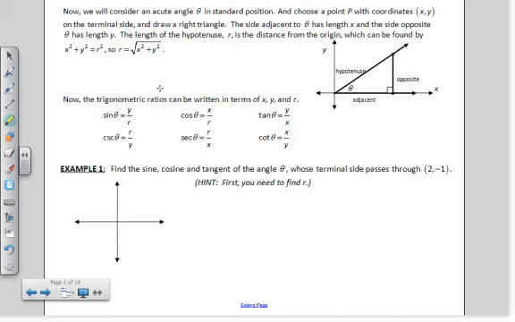You know how you learned SOHCAHTOA? You've learned that before, and probably learned that in geometry. You used it here. Well, we are now going to change those letters, the opposite over hypotenuse, to sine is y over r, cosine is x over r, and tangent is y over x.